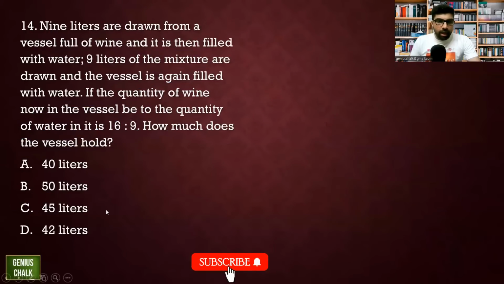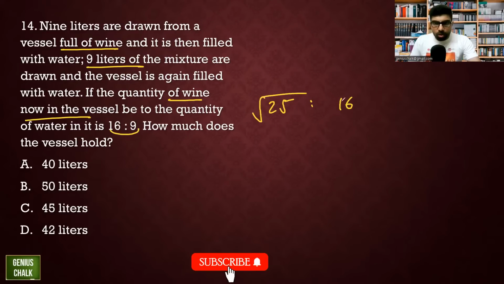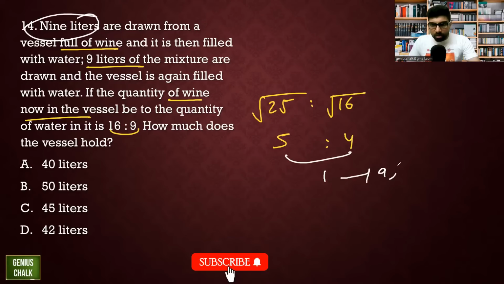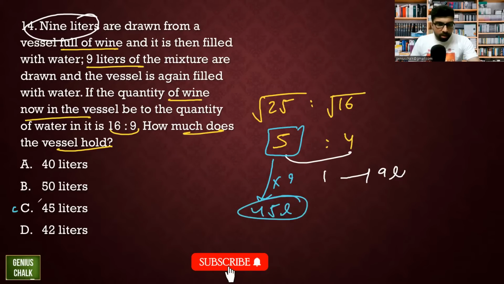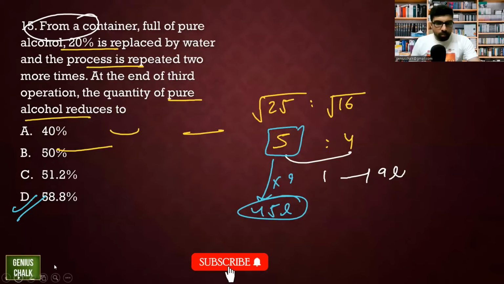All right, next one. 9 liters drawn from vessel full of wine filled with water. 9 liters again. Now again the 16 is to 9. It is wine now. So wine now is 16. Wine actual was 16 plus 9. It is done 2 times. So take the ratio, square root. 5 is to 4. That means 1 is the value which is replaced. Its value is given as 9 liters. So original vessel means it is asking for 5. So 5 will be 5 into 9. That is 45 liters, option C. Next one.